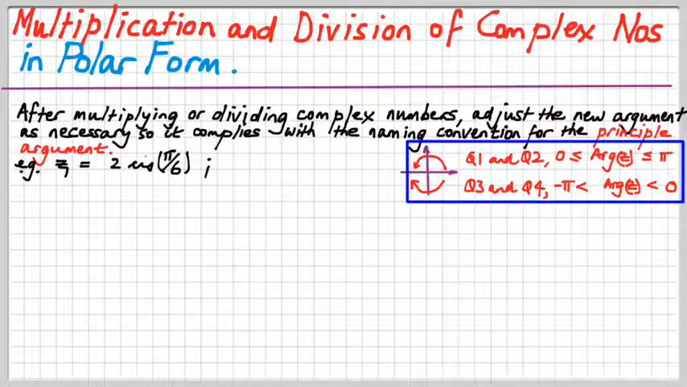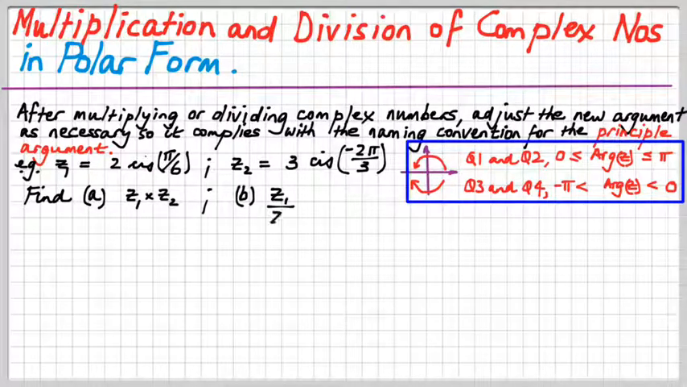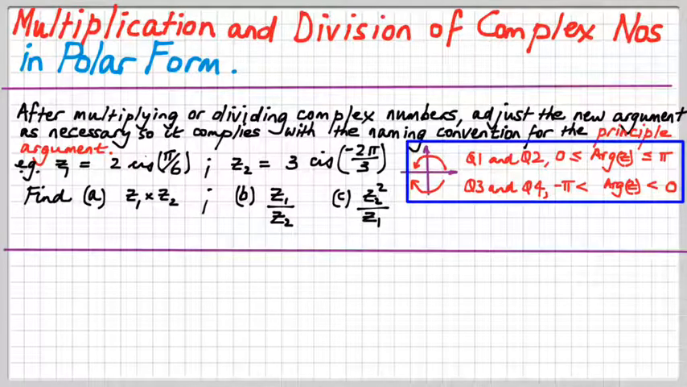Z1 is 2 cis pi on 6, apparently. Z2 is 3 cis minus 2 pi on 3, right? So we've got to find this one, multiply them together, and we've got to divide them, and we have to do something else for a special treat. Wow! Z2 squared over Z1. Goodness. Okay, well now we'll do the first one. That's A today. Hooray, here it comes.